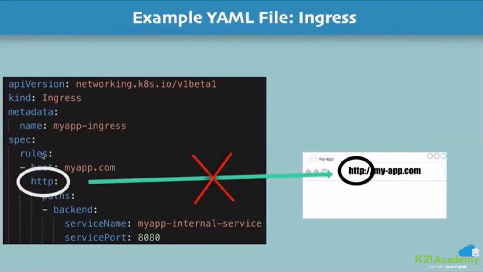Note that there is no relation between this HTTP and this HTTP. There is no kind of relationship. This one is used just to be defined here. If the request comes to myapp.com, that HTTP is just used as part of this, and it will go to the path and whatever backend services you have defined, maybe service A, service B. But there is no relationship between this HTTP and this HTTP.